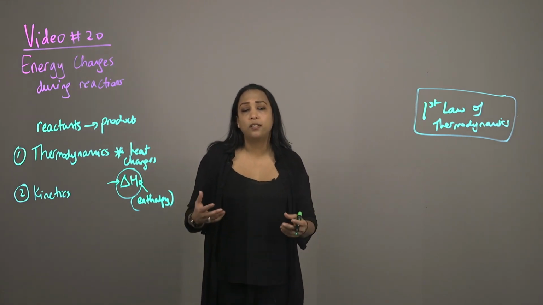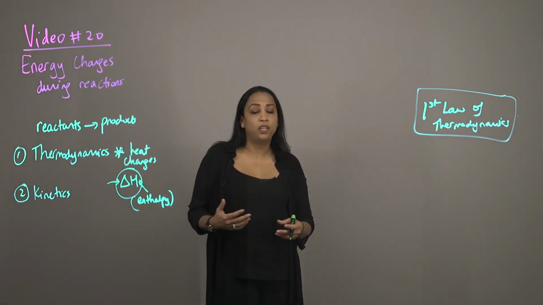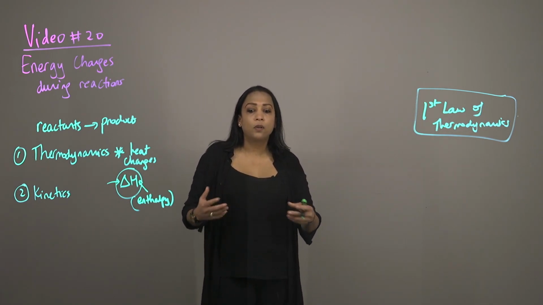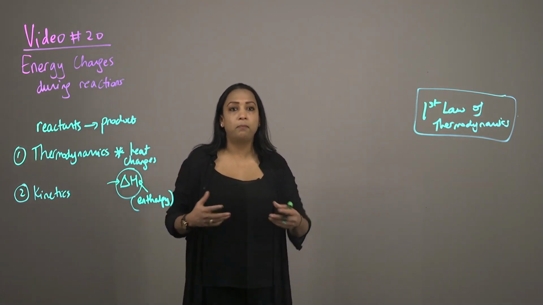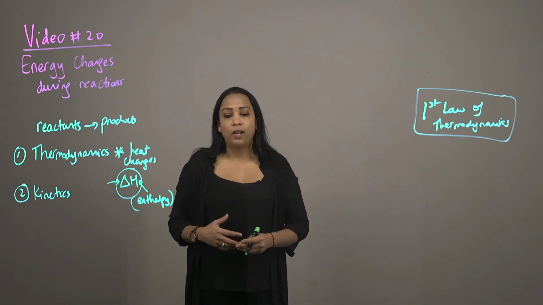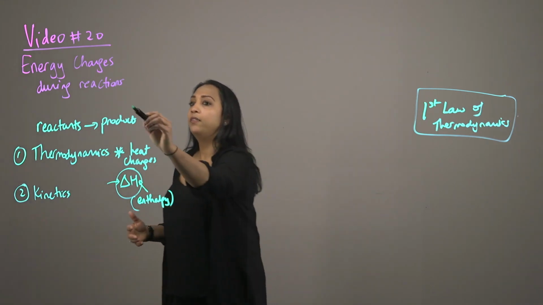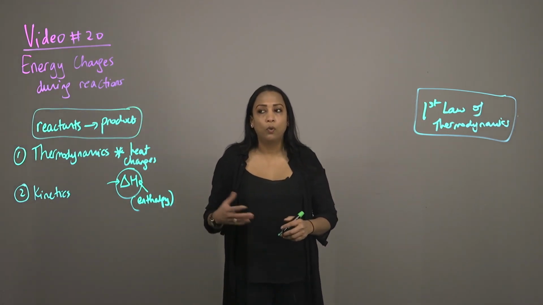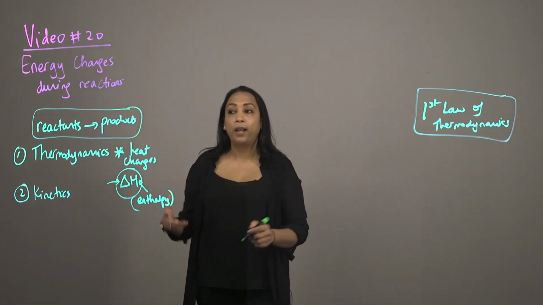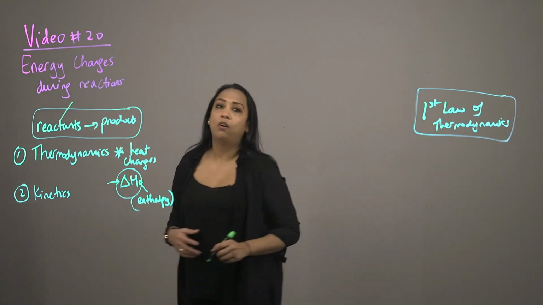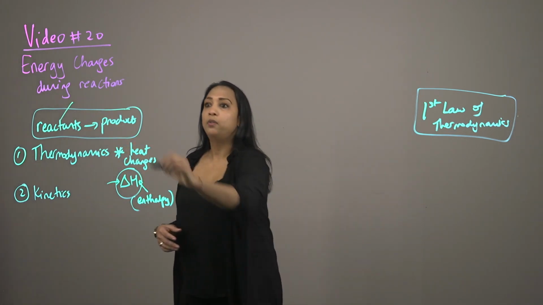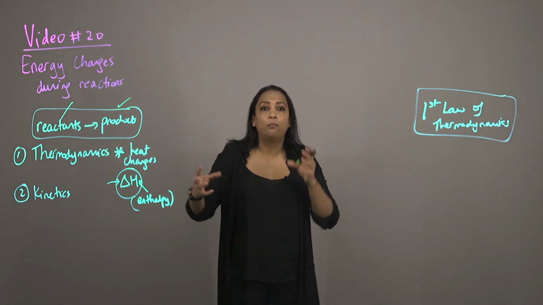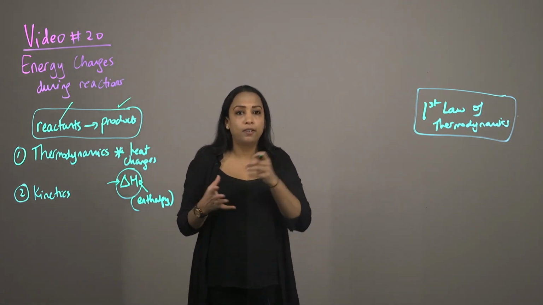So chemical reactions take place through energy changes, usually in the form of heat, and this is associated with the breaking and the making of bonds. So let's think about this. When we have reactants and we want to convert them into products, what we need to do is we need to break the bonds in our reactants, and we need to make bonds in our products. So breaking a bond requires energy.